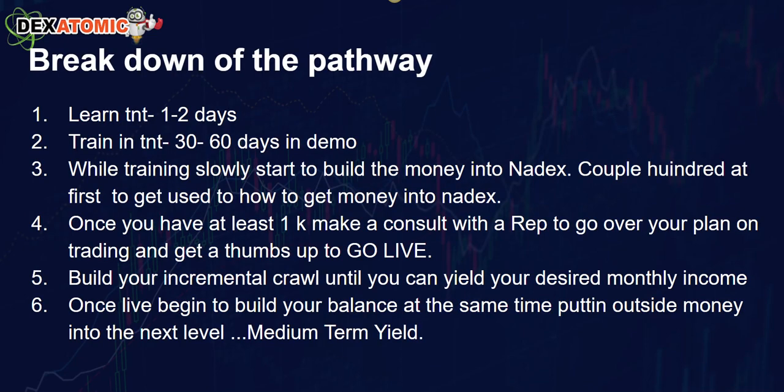Okay, so here's a breakdown of the pathway for the short-term yield. You're going to be learning the TNT. It takes about 1 or 2 days to go through the videos, to get the understanding of it, to watch and maybe listen to them 3 or 4 times. If you have no experience whatsoever, this is where you're going to start. You might be even faster. It might only take you an afternoon.